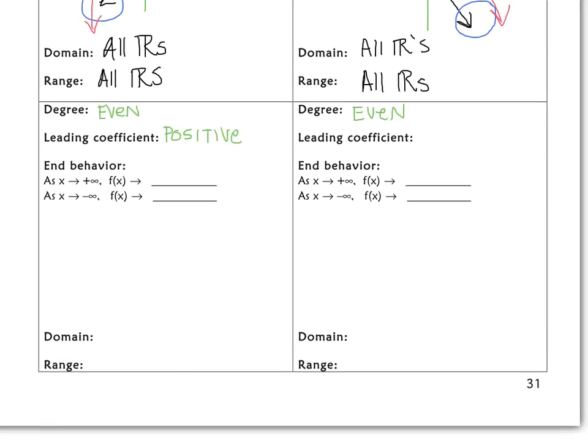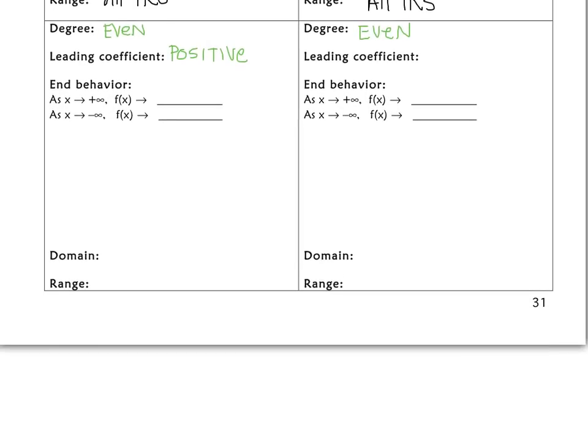So I'm going to draw the most simplistic, and again, even the smallest even degree that we've ever talked about, a parabola, a quadratic. Now, hopefully you remember that if a parabola had a positive leading coefficient, if you remember that was the a value, it would open up. Okay, so let's talk about the end behavior.